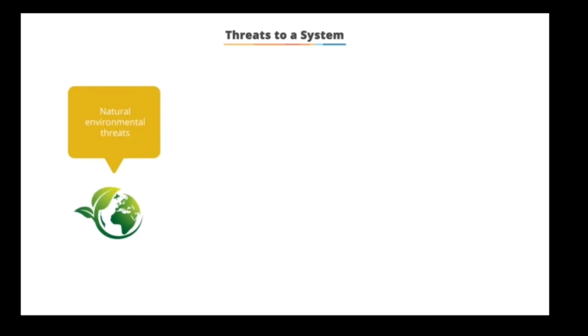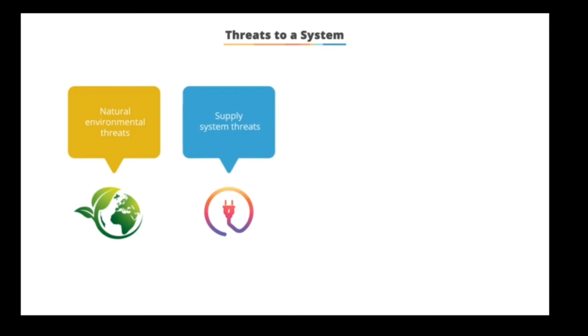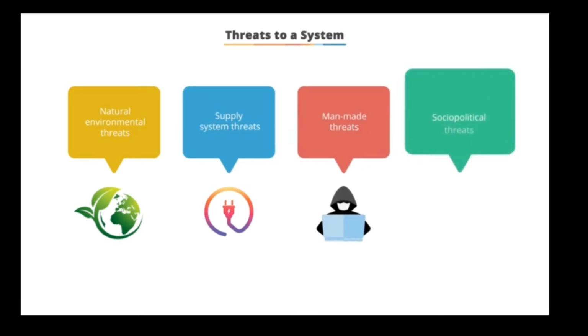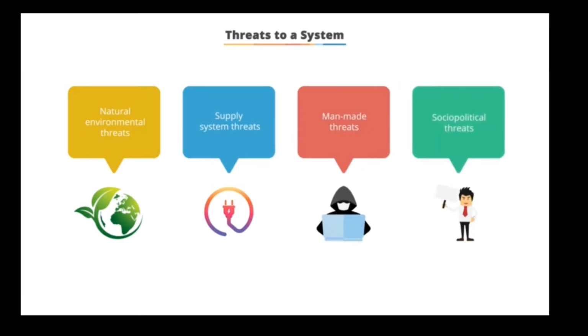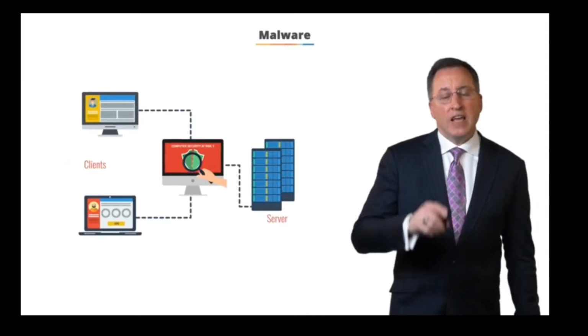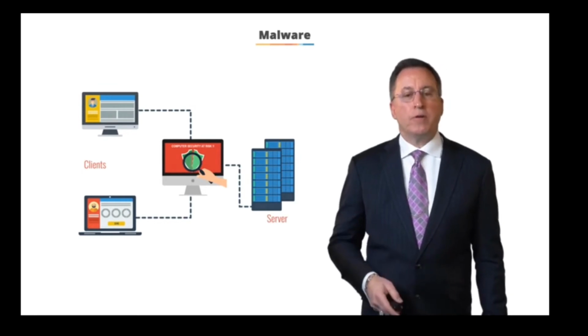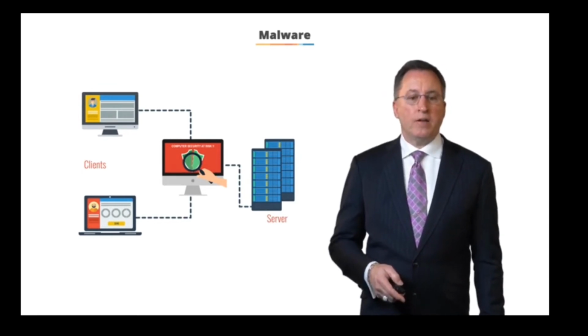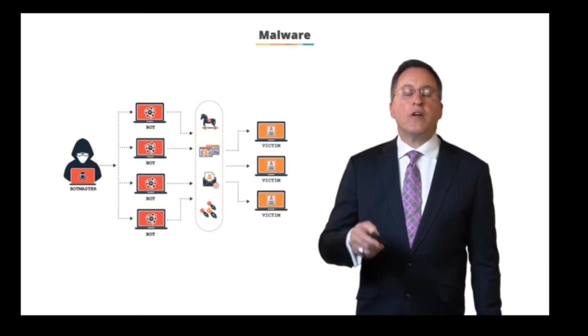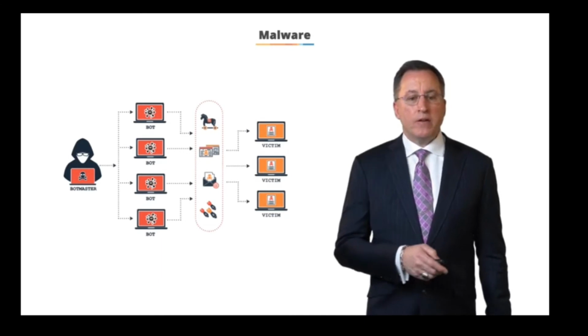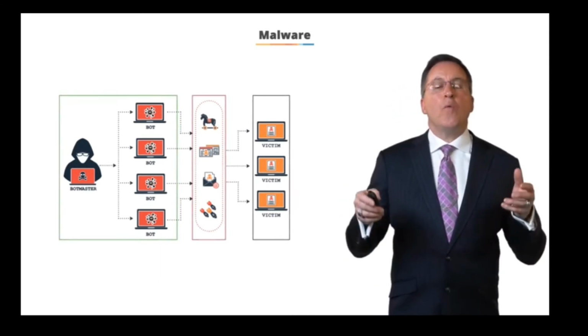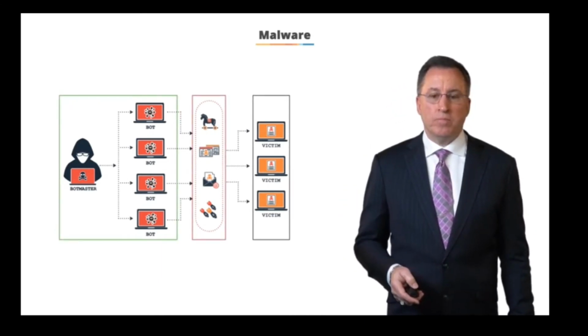Main threats to an organization are things you have to consider: natural environmental threats, supply system threats, man-made threats, social or political threats. Malware is any software that is intentionally designed to cause damage to a computer, a server, a client, or computer network. Malware is a set of instructions that run on your computer and make your system do something that an attacker wants it to do.